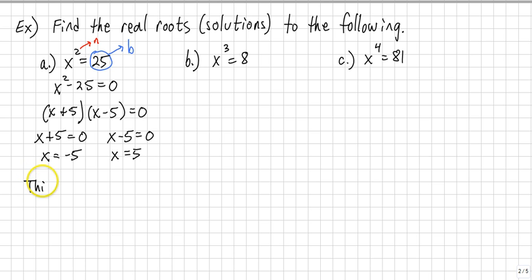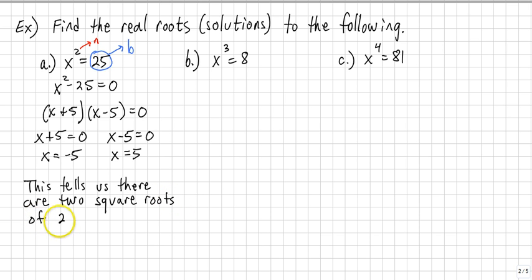So this tells us there are two square roots of 25. They are negative 5 and positive 5. So this equation had two solutions, negative 5 and positive 5. So negative 5 and positive 5 are the square roots of 25, because those are the solutions we got to that equation. And that's exactly what the definition of an nth root said: any solution of the equation x to the n equals b. Those are the nth roots of b. So we just found the square roots of 25, and there are two of them, negative 5 and positive 5.